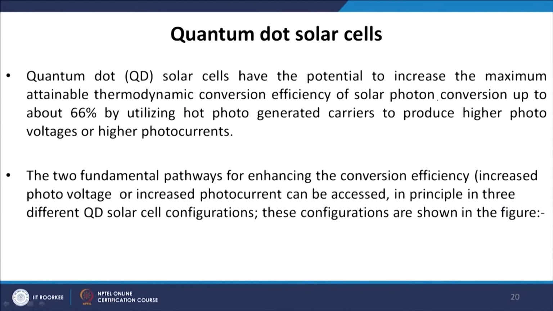But when we use a quantum dot, by using a thermodynamic conversion efficiency of the solar cell, it can even beat the quasi-Shockley limit. It can reach up to 66%. How does it do it? By using hot photogenerated carriers to produce higher photovoltage or photocurrent. The two fundamental pathways for enhancing the conversion efficiency, increased photovoltage or increased photocurrent, can be accessed in principle in 3 different quantum dot solar cell configurations. These configurations are shown in the next figure.